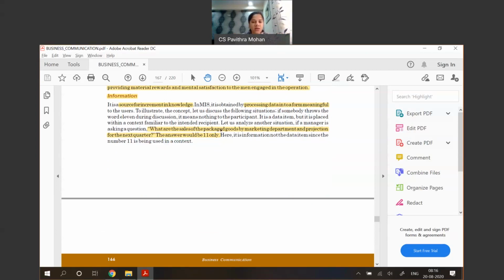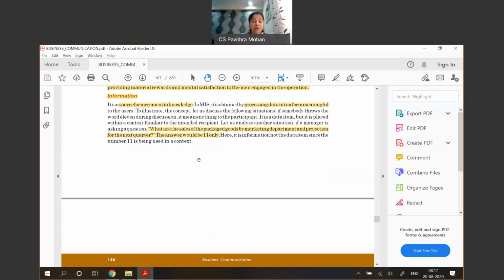Now let's say we just ask some question and the answer comes in this format. What are the sales of the packaged goods by marketing department and projections for the next quarter? The answer would be 11. Here it is information, not data, since the number 11 is being considered as an input.